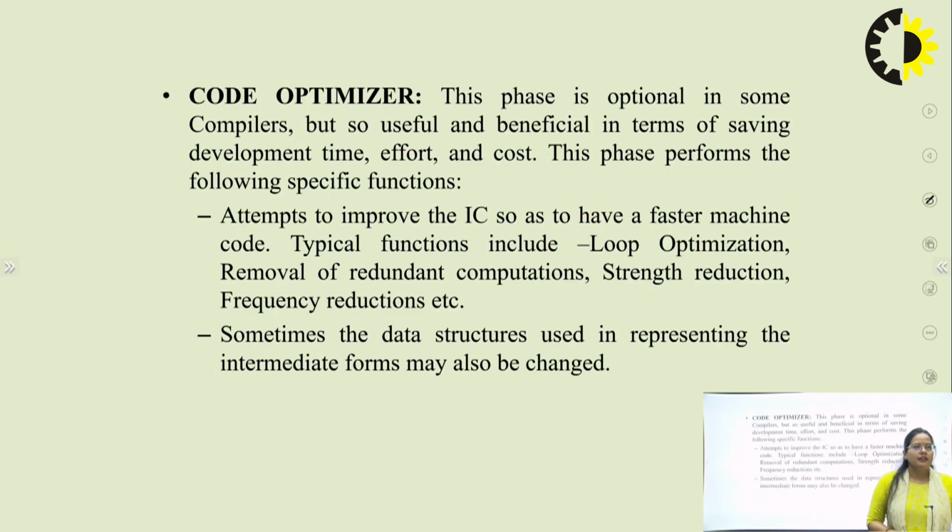Next phase is the code optimization phase. This phase is optional in some compilers but very useful and beneficial in terms of saving development time, effort and cost. This phase performs the following specific functions: attempts to improve the intermediate code so as to have faster machine code. Typical functions include loop optimizations, removal of redundant computations, strength reduction, frequency reduction, and so on. Sometimes the data structure used in representing the intermediate form may also be changed.